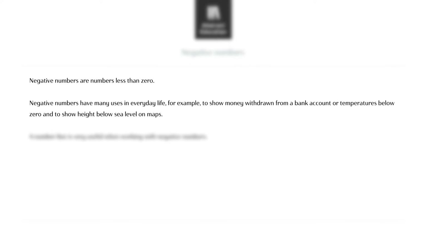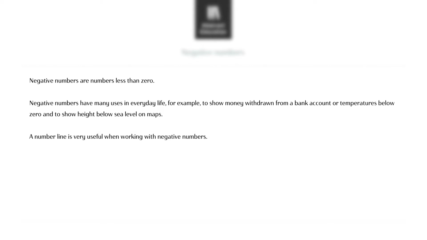Negative numbers are numbers less than 0. Negative numbers have many uses in everyday life, for example, to show money withdrawn from a bank account, or temperatures below 0, and to show height above sea level on maps.